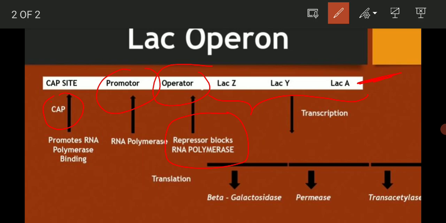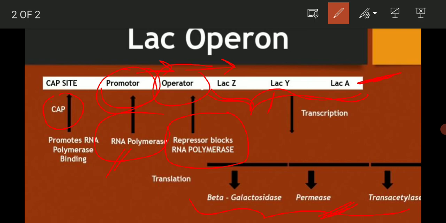The repressor binds to the operator and blocks the passage of RNA polymerase in this direction. So the transcription of these three structural genes cannot occur when the repressor binds to the operator, and these three enzymes cannot be formed. The RNA polymerase recognizes the promoter, binds with it and moves in this direction. When it comes in contact with the repressor at the operator, its passage is blocked and the transcription of these three structural genes is inhibited. So the translation of these three genes, which are involved in lactose metabolism, cannot occur.